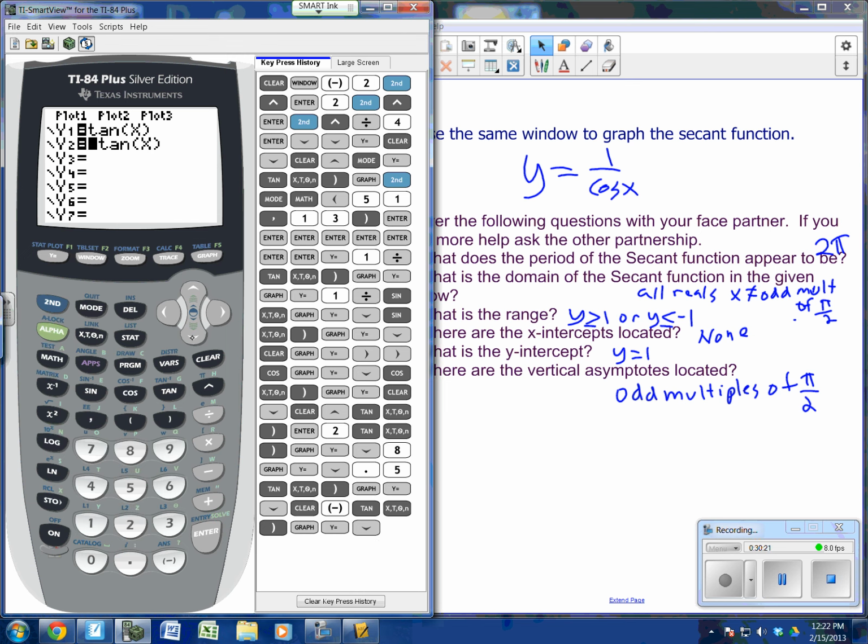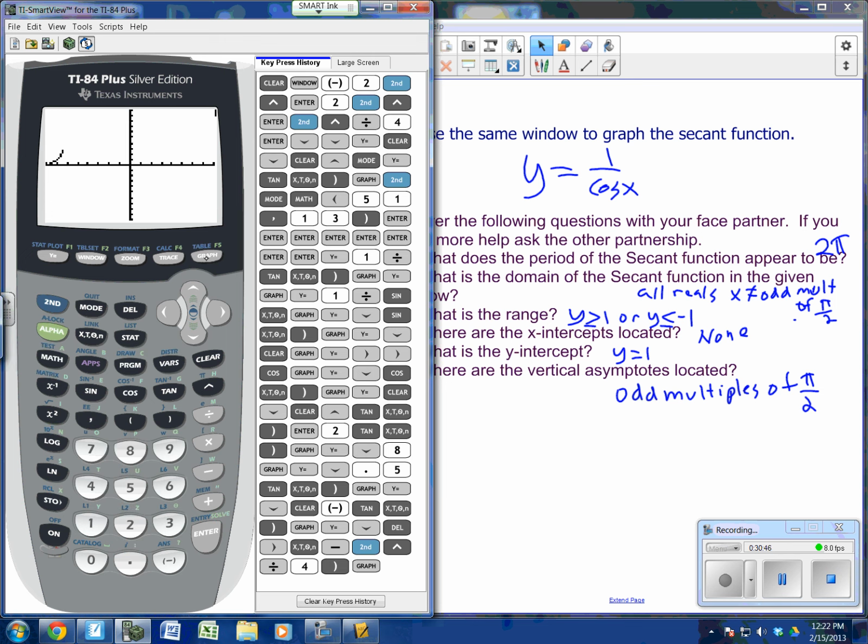All right, next thing I need to show you. Phase shift. Let's go x minus pi fourth. If I subtract pi fourth like this, what's going to happen to the graph? It's going to do what? Shift which way and how far? It's going to shift right pi fourth, isn't it? Okay? Let's look at that. Here's the tangent function. Here it is shifted pi fourth to the right.